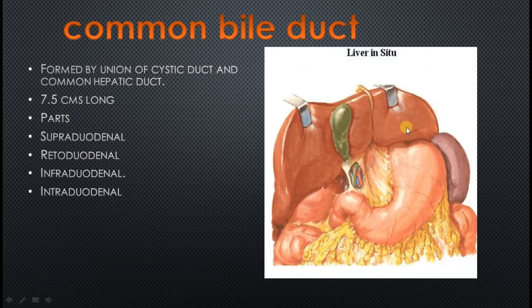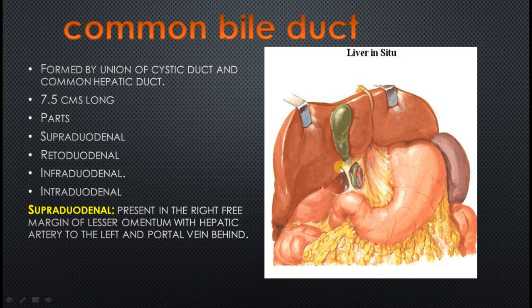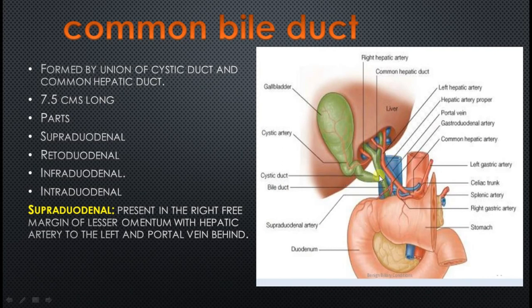Now first, looking at the supraduodenal part of the common bile duct, the relations are very easy. We have seen this so many times with respect to the celiac trunk, branches, hepatic artery, peritoneum, lesser omentum, lesser sac, all these things we have discussed. See, in the right free margin of the lesser omentum, to the left what you see is the hepatic artery, behind what you see is the portal vein, and more posterior, what you see is the inferior vena cava. That is the supraduodenal part of the bile duct, common bile duct, CBD.